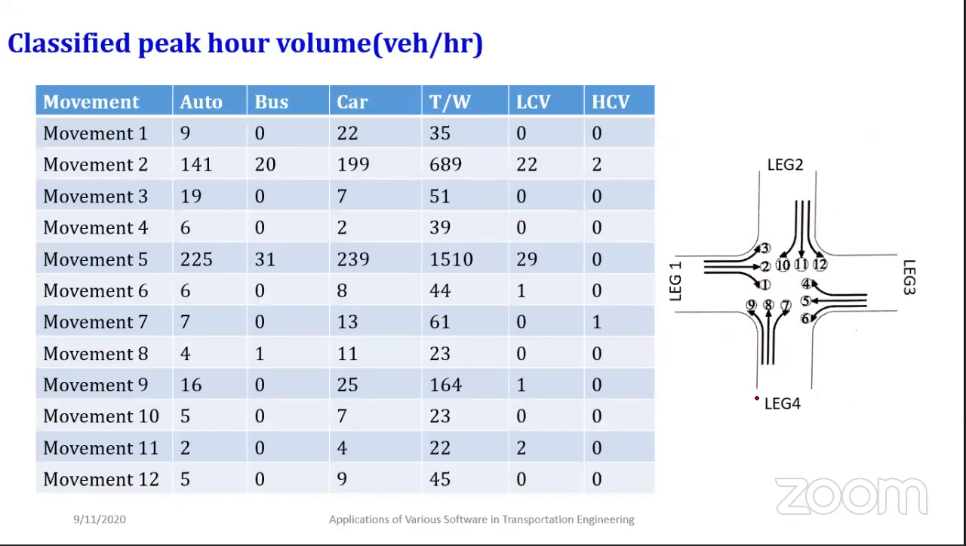This is the classified peak hour volume extracted from the videographic survey. The 2 hours of video collected were classified into auto, bus, car, two-wheeler, LCV and HCV, and these are the different movements. In total, 12 movements were observed, as it is a 4-leg intersection. For all these movements, we have the individual composition volumes, because for VISSIM input we need the total volume as well as the volume of each vehicle type for each movement. So this kind of data is required as input to your VISSIM software.